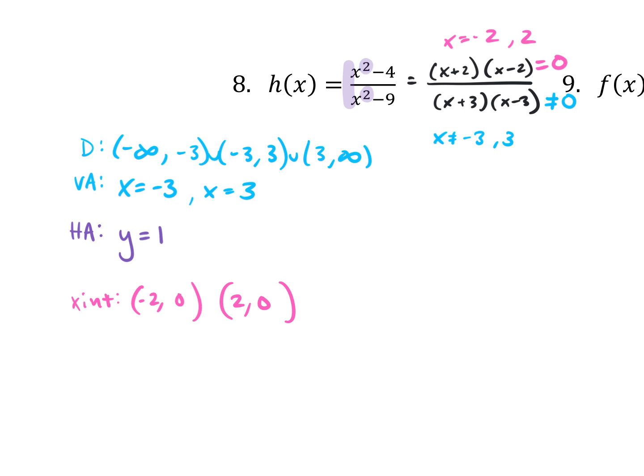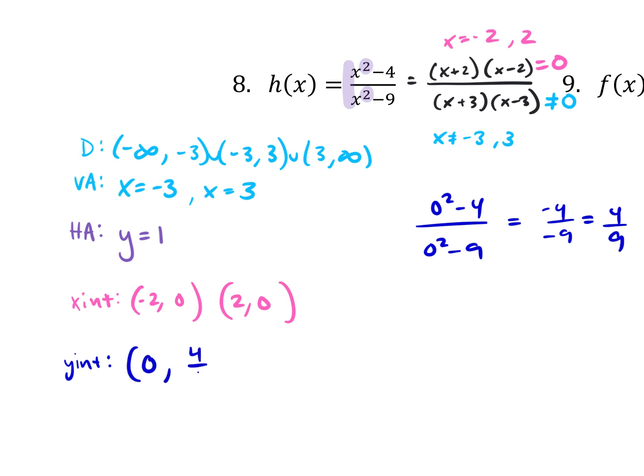Just for practice here, how would we find our y-intercept? Plug in 0 into the x's. Awesome. So we got 0 squared minus 4 over 0 squared minus 9. So this would give us -4 over -9, which would just be 4 over 9. So our y-intercept would be 0 comma 4 over 9.